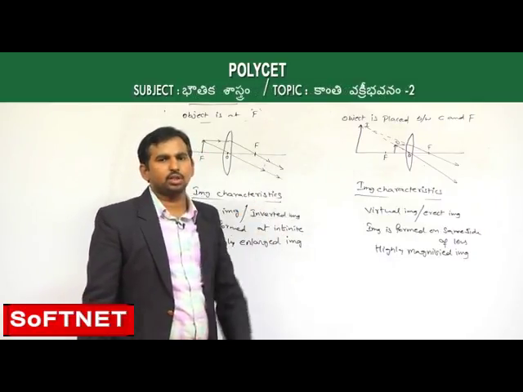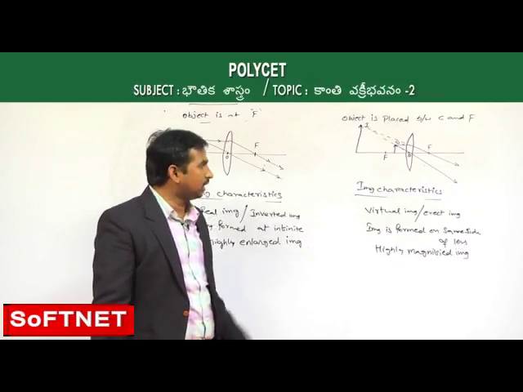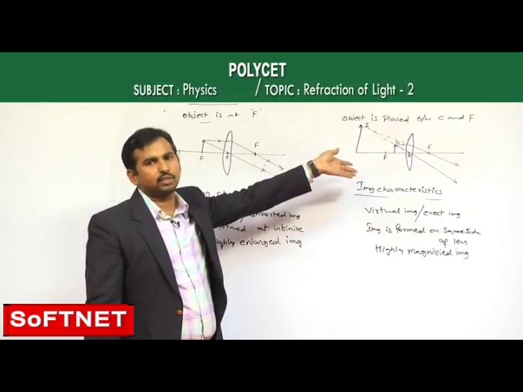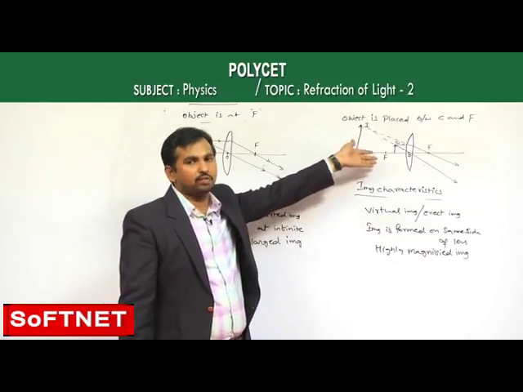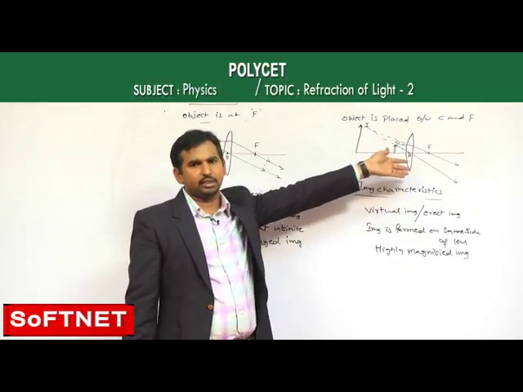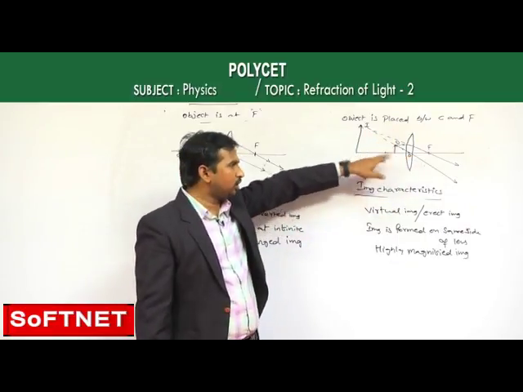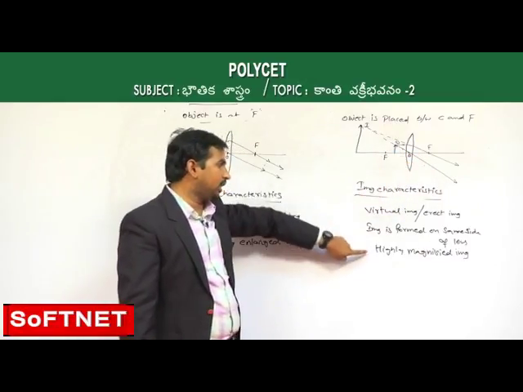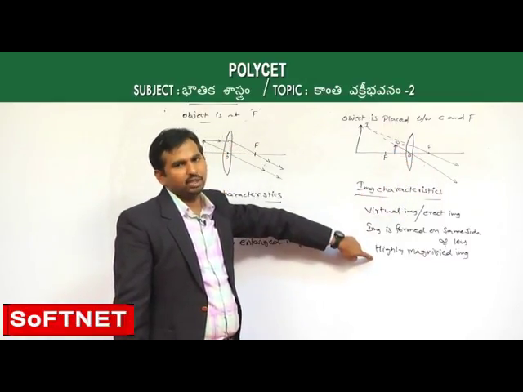In a microscope, the lens we use is a convex lens. If you place this convex lens very near to any of the bacteria or blood cells, the position of that object is nothing but in between F and O, so that we get a highly magnified image.